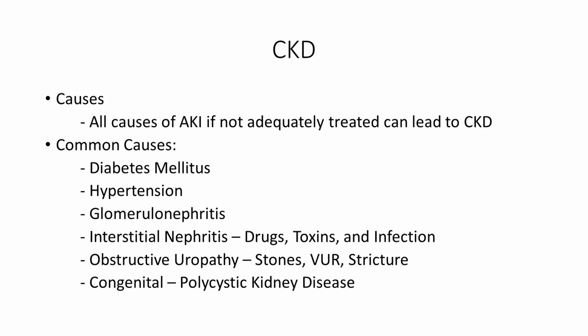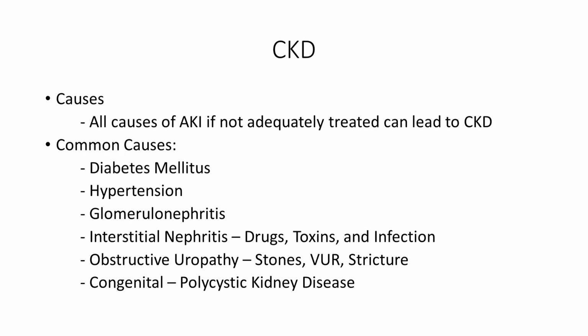Glomerulonephritis of any form can lead to chronic kidney disease, and especially remember rapidly progressive glomerulonephritis, which can very rapidly lead you to chronic kidney disease. Then interstitial nephritis like drugs, toxins, and infections, obstructive uropathy, stones, vesico-ureteric reflux, and stricture, and congenital polycystic kidney disease. Here, diabetes and hypertension are the most common causes, followed by glomerular diseases.